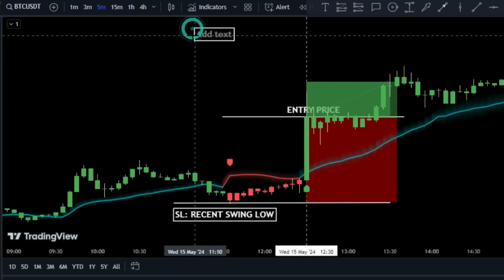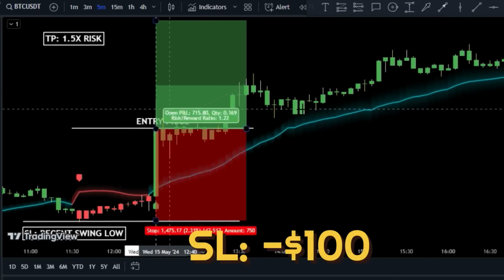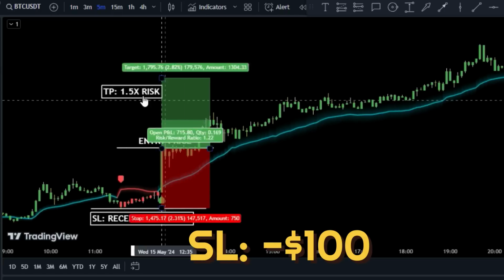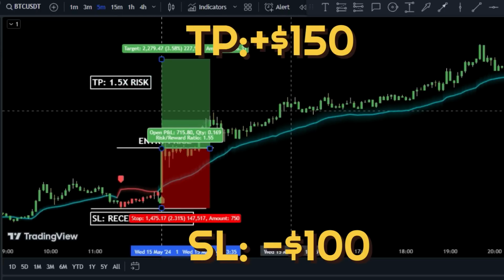Now comes the exciting part, taking profits. To do this, set a target that is 1.5 times the risk you're taking. This means if your stop loss is, say, $100 away from your entry price, your take profit target should be $150 away from it.